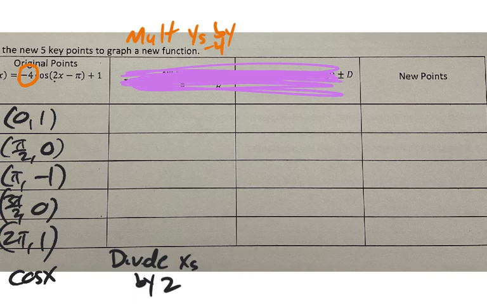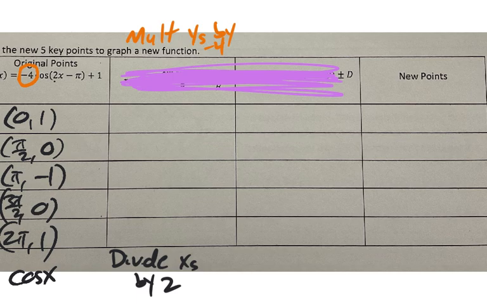You see how I reason my way through that? I know this is the end of the cycle, so this needs to be the period. The period used to be 2 pi. Well, I divide it by 2 and turn it into pi. And I'm going to do the same thing with all the x's.